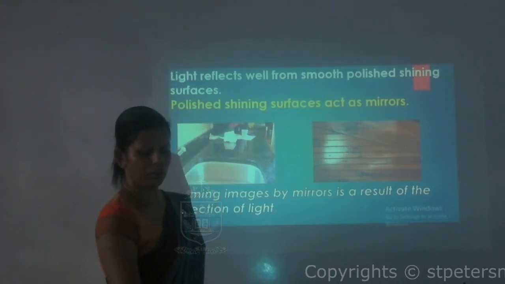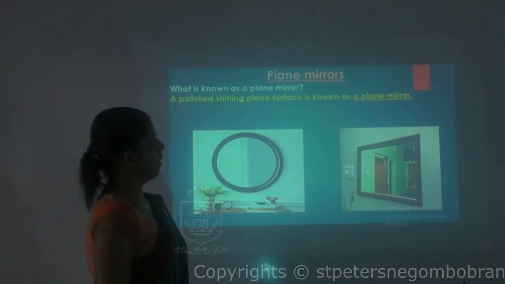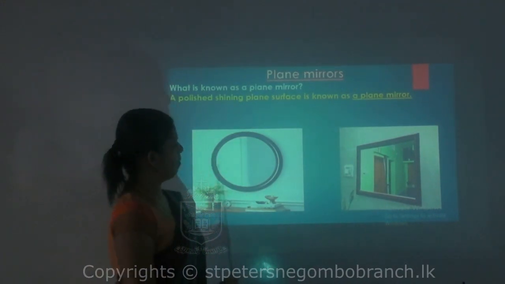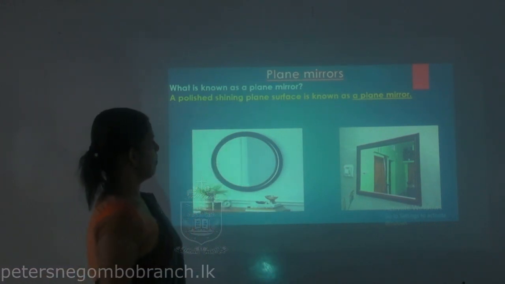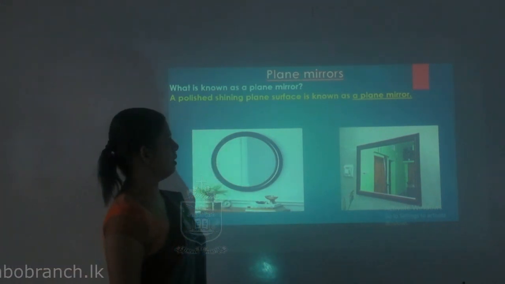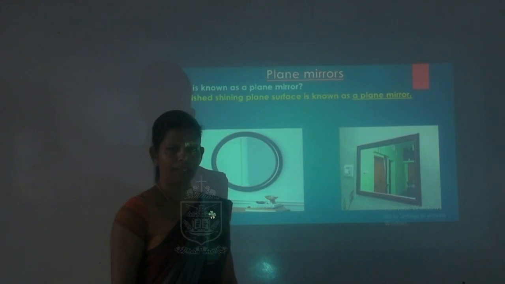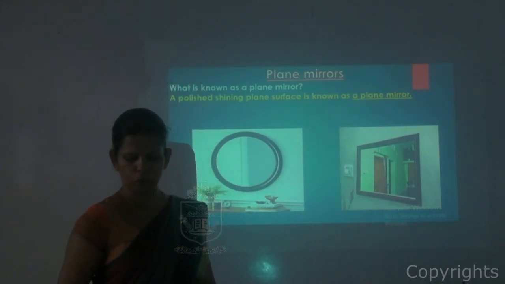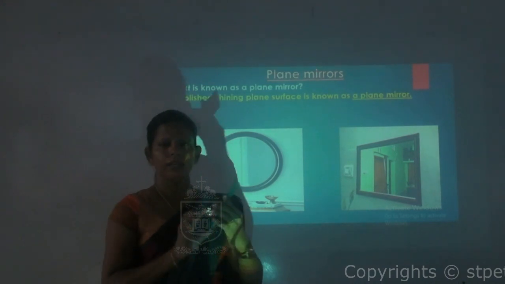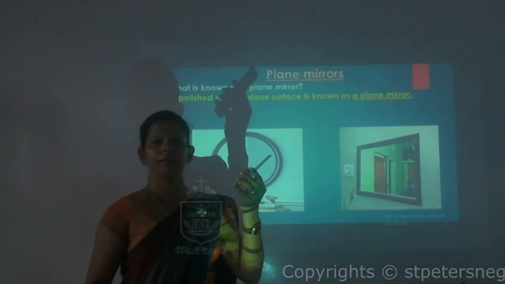Now, we are going to talk about what plane mirrors are. You can see the plane mirrors here. What is known as a plane mirror? A polished, shining plane surface is known as a plane mirror. There are two plane mirrors here, so I will show you. We can use those as plane mirrors.